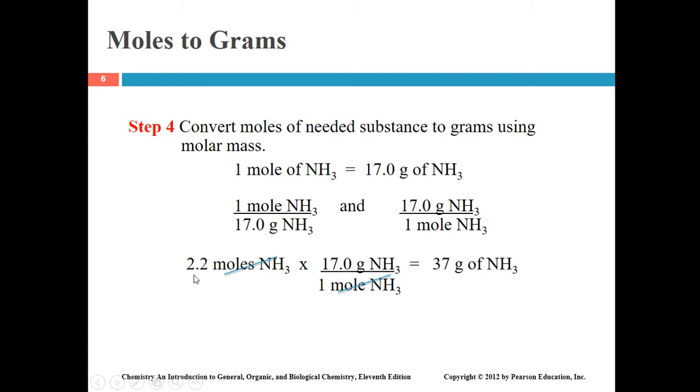We're not done because it asks for grams of NH3, so we're going to go from 2.2 moles of NH3 over 17.0 grams of NH3 to over the 1 mole of NH3. So the moles cancel out. You will notice what the label is, grams of NH3. So you do the math, 2.2 times 17.0 grams of NH3, and you have 37 grams of NH3.